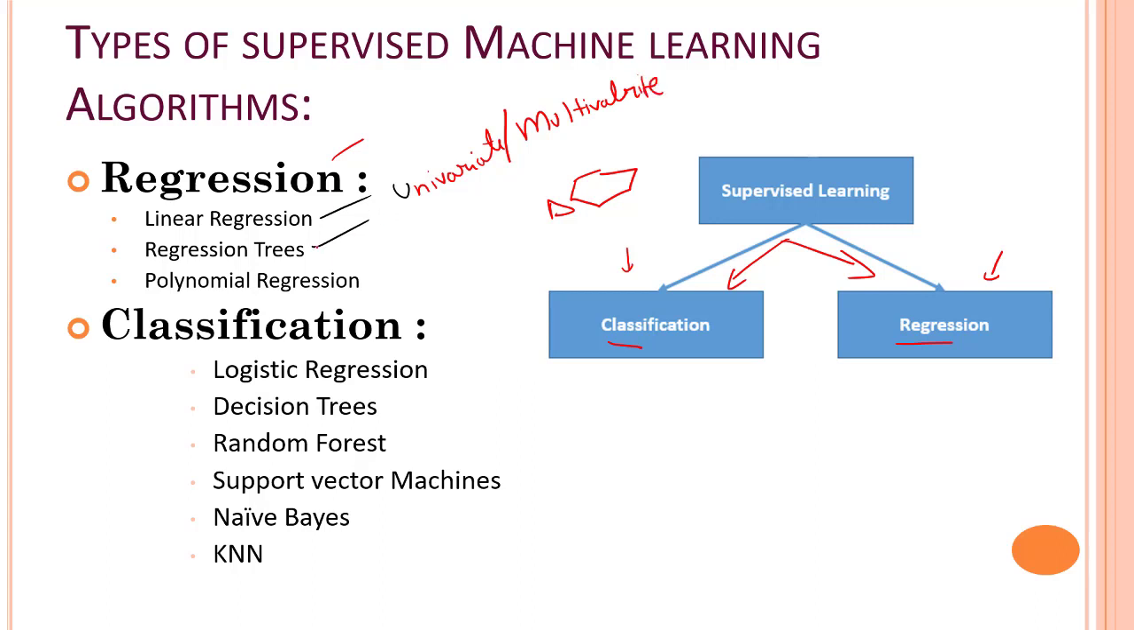Then we are going to look into regression trees, where we are going to learn about decision tree regression and random forest regression. And then we have polynomial regression. We are going to cover all of these. Apart from this, we are also going to have a small look at ridge and lasso regression. After that, we are going to jump into classification models: logistic regression, decision tree, random forest, SVMs, naive Bayes, and KNN. Those are all the algorithms that we are going to cover in supervised machine learning. So that's it for this video. In our next video, we are going to start with unsupervised machine learning.